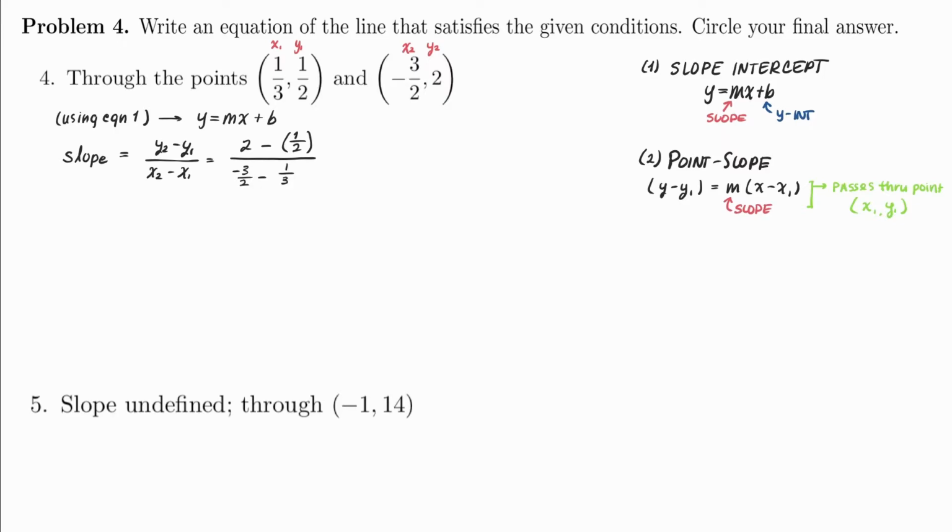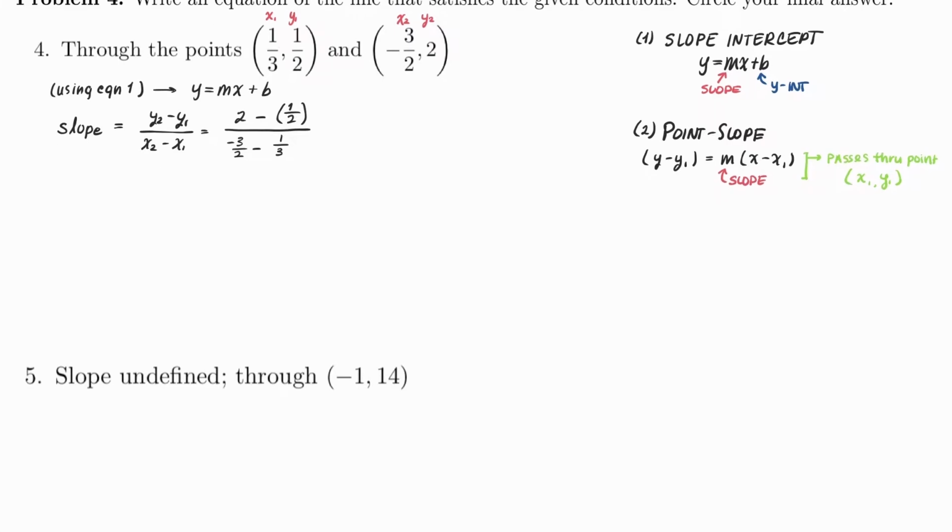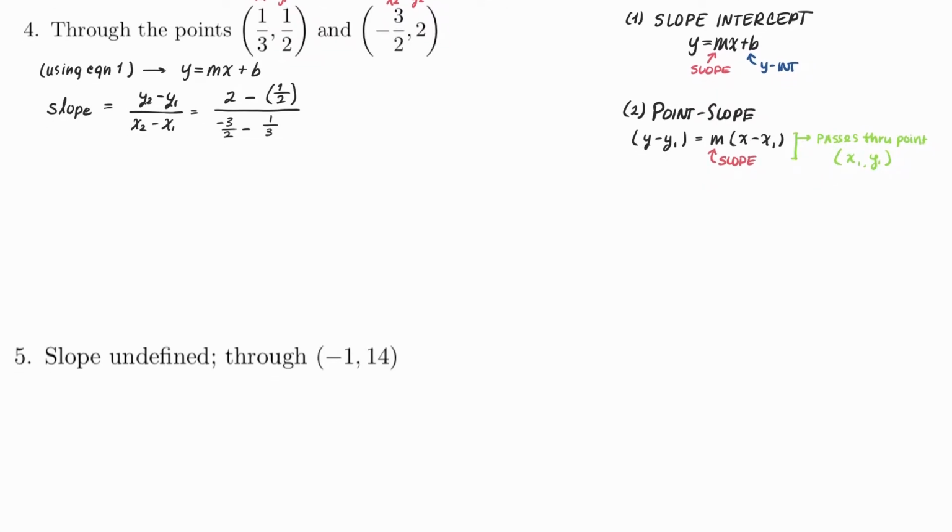Okay, so off to the side, I'm going to do some arithmetic with the fractions. I suggest that you do the same thing if you're watching this. We'll do 2 minus 1/2 first. I need a common denominator. 2 is the same thing as 4/2. So 2 minus 1/2 is 4/2 minus 1/2, which is 3/2.